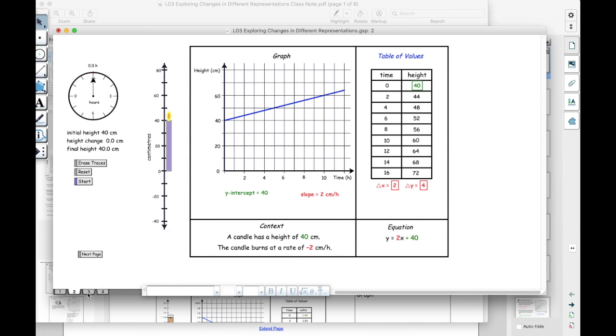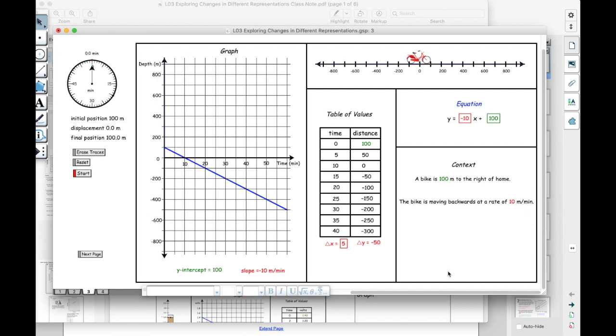Now we're going to look at the next scenario or context. And in this scenario, it's the bike scenario. And let's see who's the driver this time. So the graph is not the driver. The table of values is not the driver because I can't change that number.